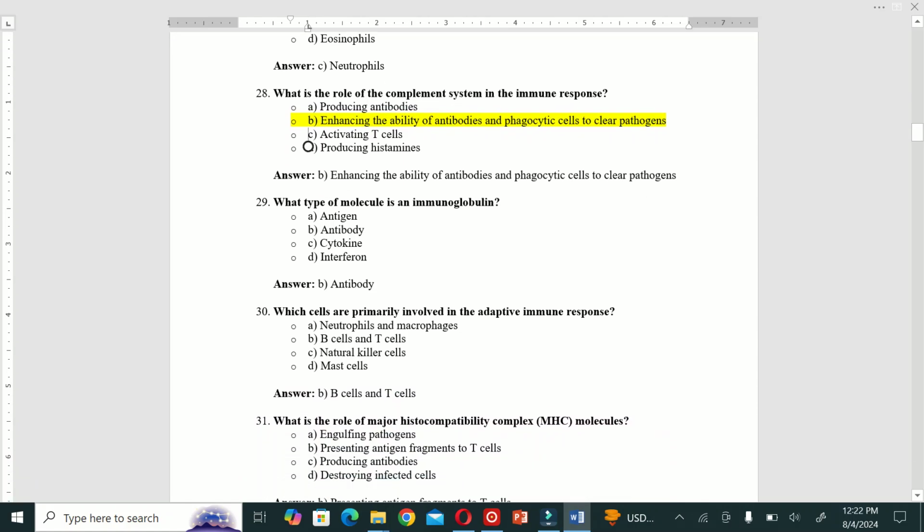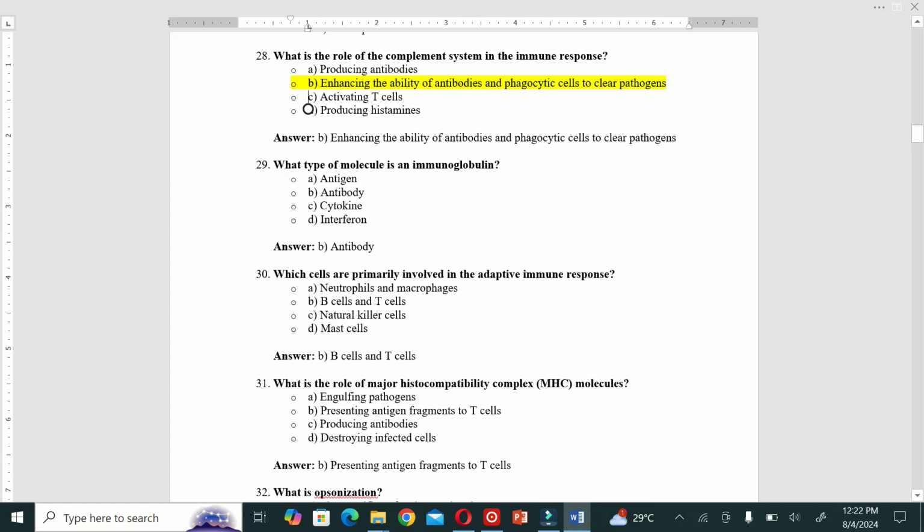The next MCQ is: which type of molecule is an immunoglobulin? A. Antigens. B. Antibodies. C. Cytokines. And D. Interferon. So the correct option is antibody. B is the correct option.